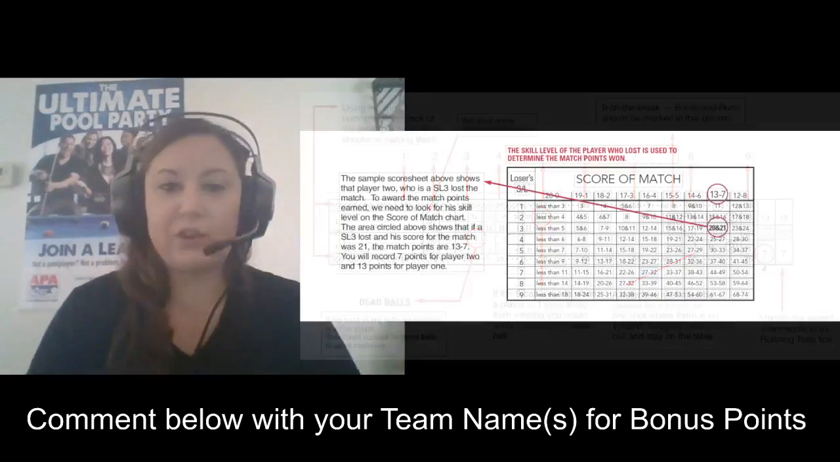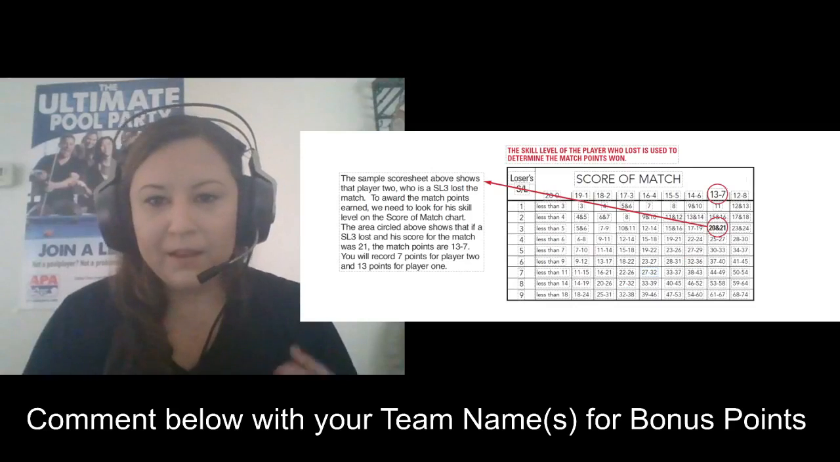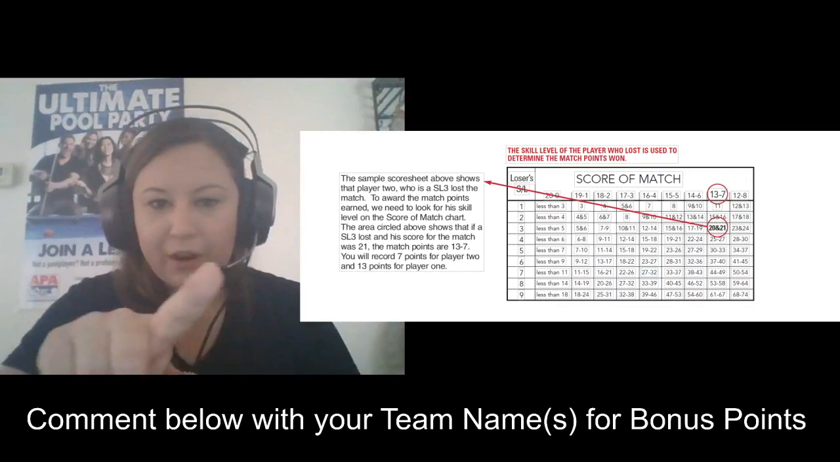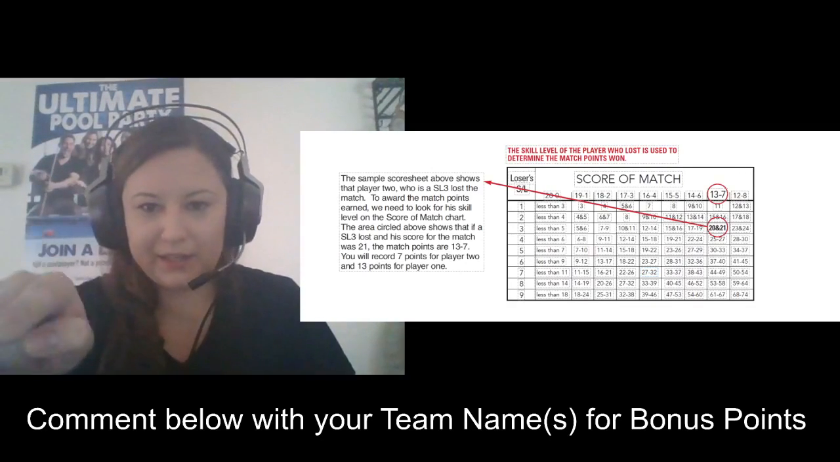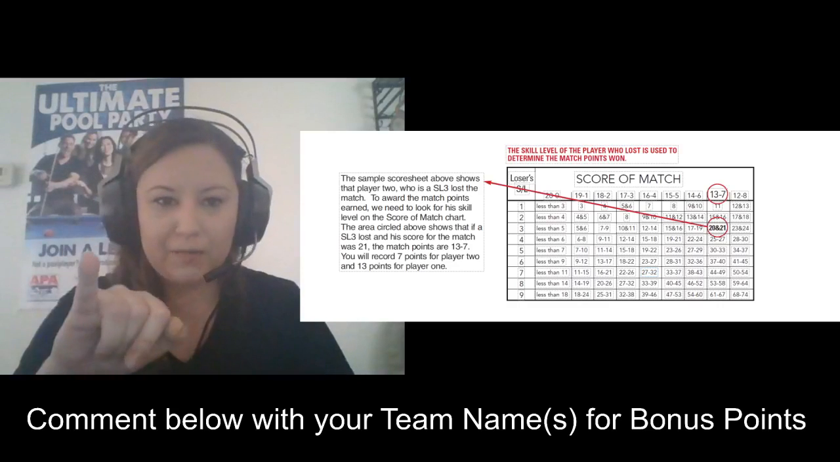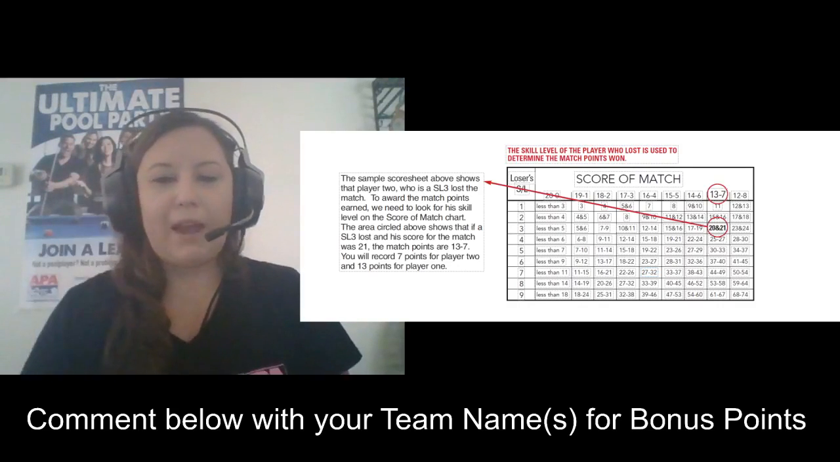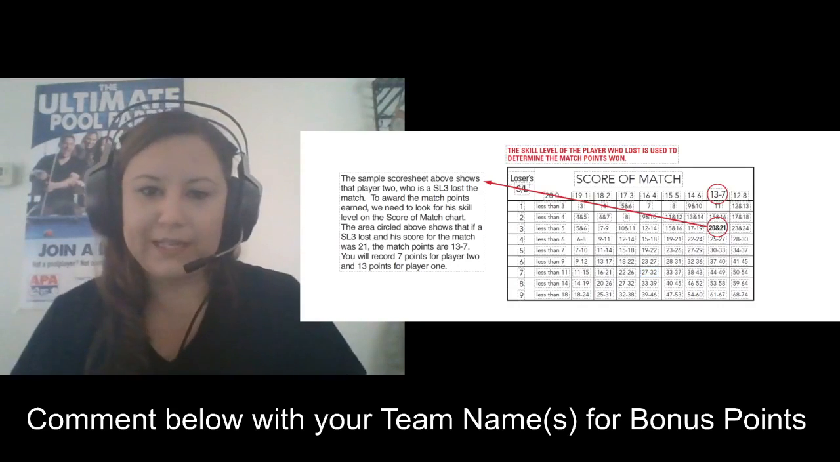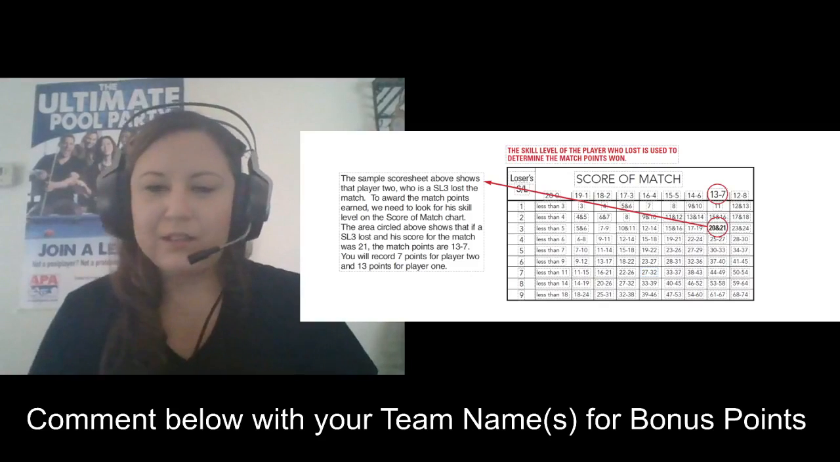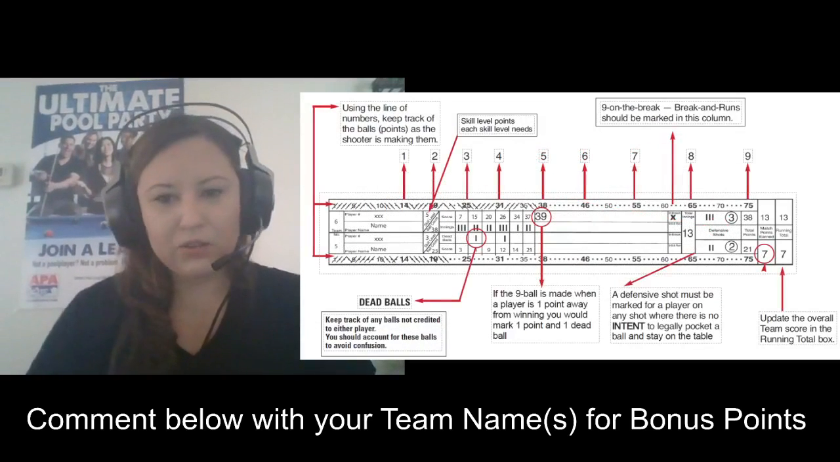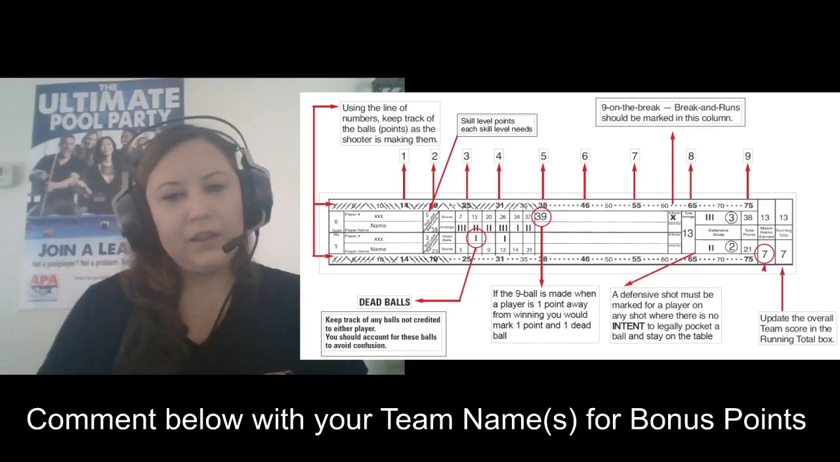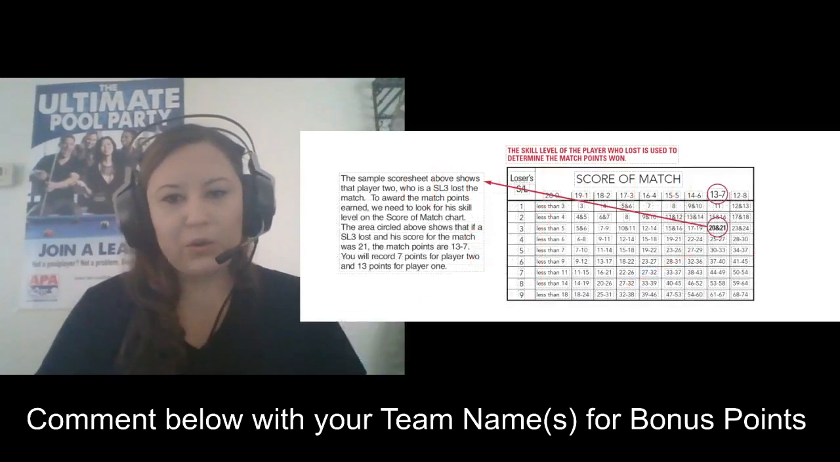I'm going to flip the page over, and I'm going to go to my race chart. So I have a 3, and I'm going to follow that over until I see, okay, there's 21 balls, and then I'm going to pull that up. Match points are going to be 13 to 7. So in the column next to the total balls, you're going to write the match points. So 13 to 7.